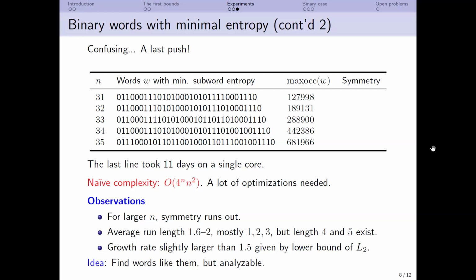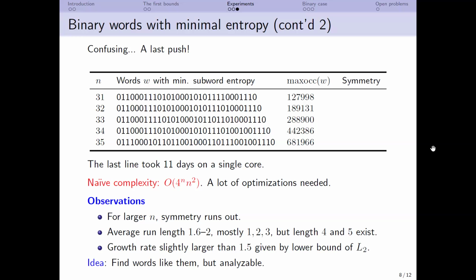And we also see that if we look at the growth rate of the maximal occurrences, it's relatively close to 1.5, which is the one given by the lower bound. But it stands solidly, slightly larger than 1.5. So maybe the lower bound is not so tight.